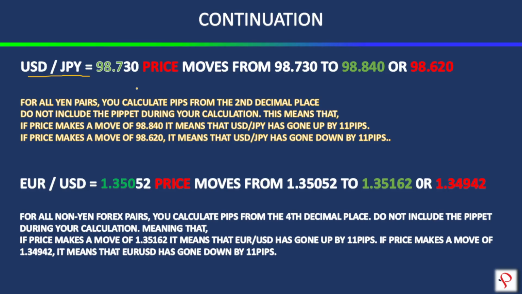So for you to be able to understand the movement of price, or in points, you have to learn how to calculate your pips starting from the 2nd decimal when it has to do with JPY, and the 4th decimal when it has to do with pairs that have no JPY.